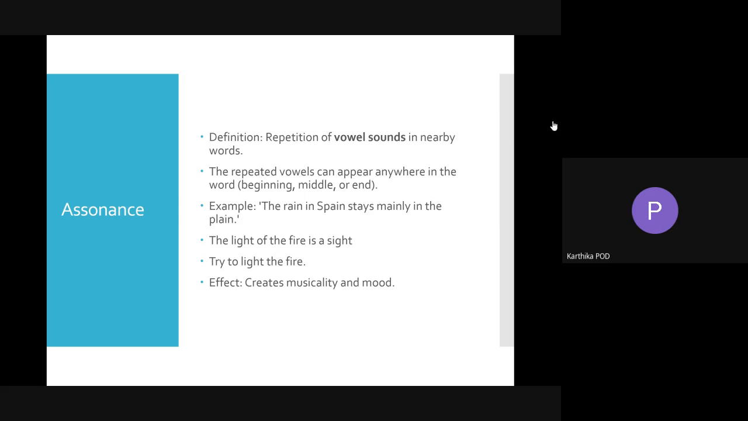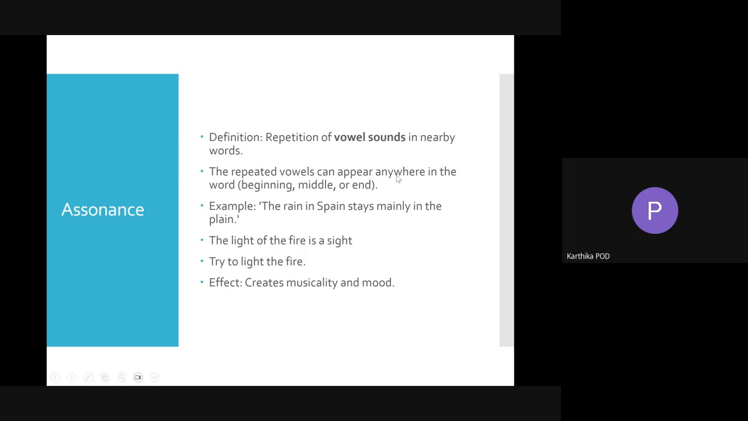So let me give you the example. The rain in Spain stays mainly in the plain. When you say that, which sounds come out prominent? Anybody? You can unmute and speak. Just feel free to speak, because this is more like a discussion drill practice session.